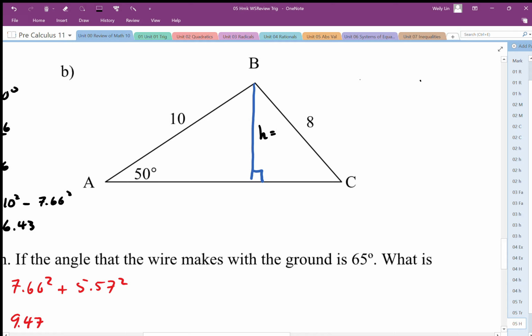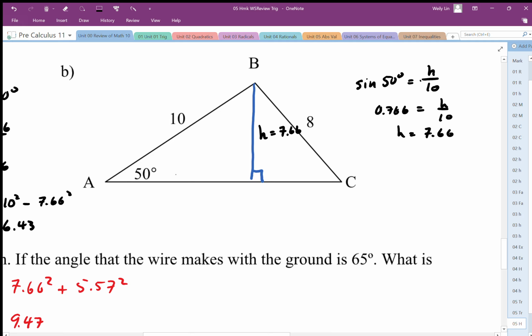So we know that sine 50 is equal to the height, the opposite, which is that height, over 10. Solving this, we end up with 0.766 equals h over 10, giving us a value for h as 7.66. So I'm just going to write that in, 7.66. And that's the key to solving for both sides of the triangle.